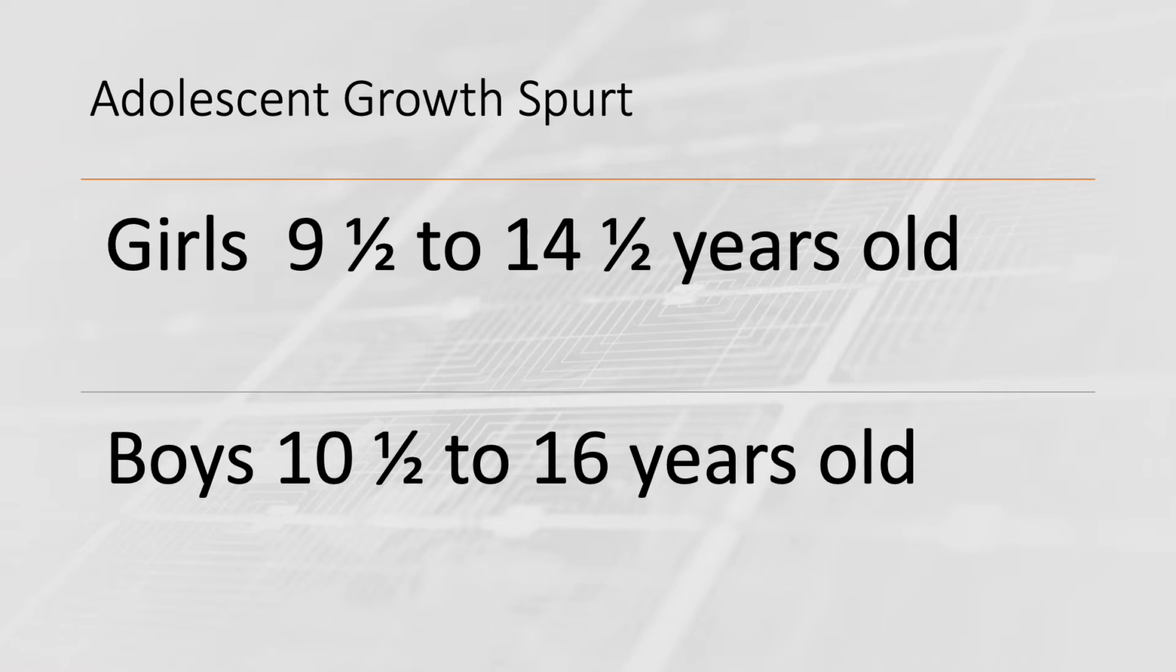There's also adolescent growth spurts, and this happens younger in girls than it does in boys by about 2 years, as much as 2 years. So girls, their growth spurt is between 9.5 and 14 and a half years old, and for boys it's from 10.5 to 16, which means you have this period of time when girls are taller than boys in their teenage years.